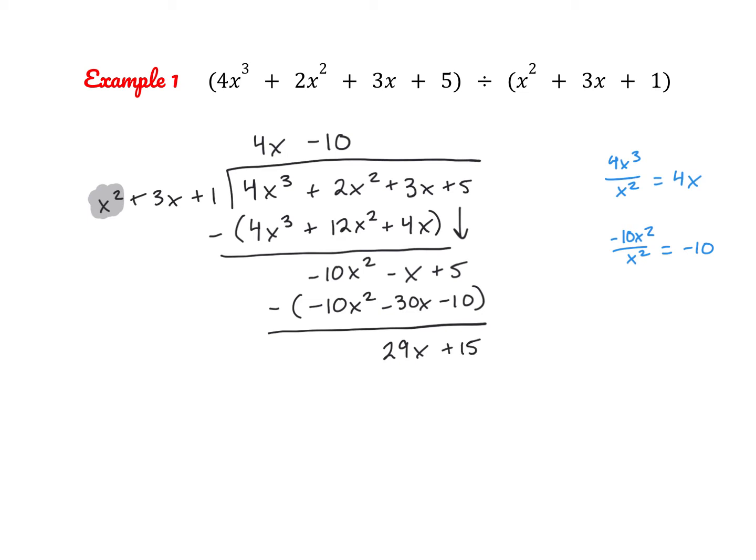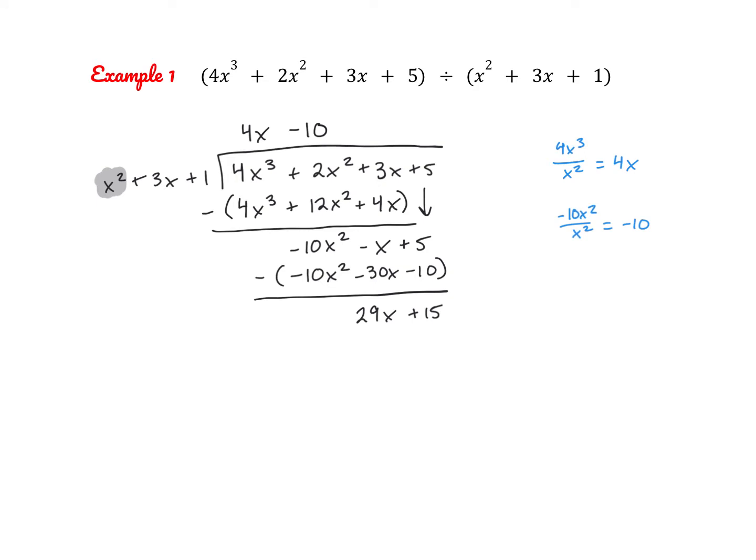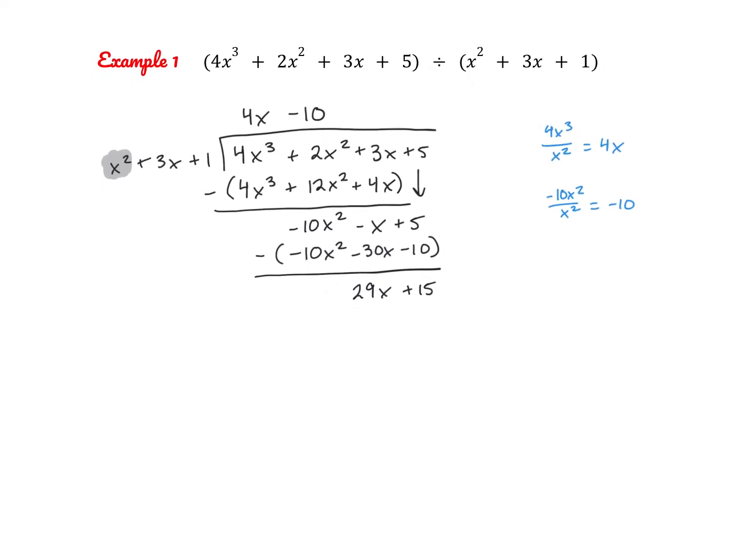As soon as you reach a point where the degree here is smaller than your degree here, we are done. That means that we have a remainder. There are a few different ways that we can write our answer here. One way that we can set up our answer is in terms of factors.